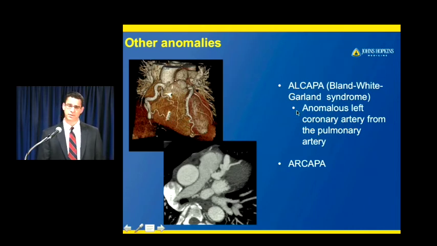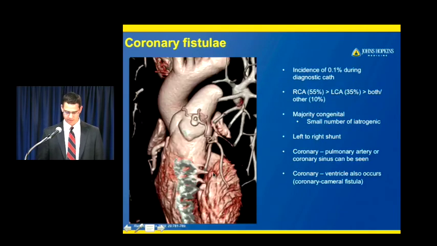You can have the right coronary artery also originating from the pulmonary artery. That's called ARCAPA, a little more rare than ALCAPA, but in both cases you're going to see these really, really dilated coronary arteries and the anomalous origin directly from the pulmonary artery.